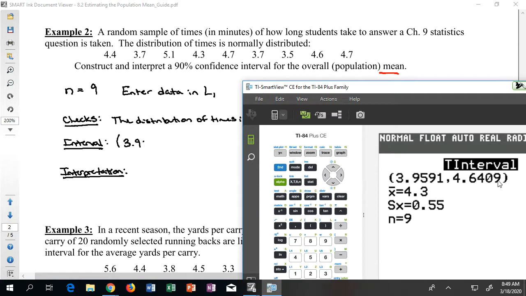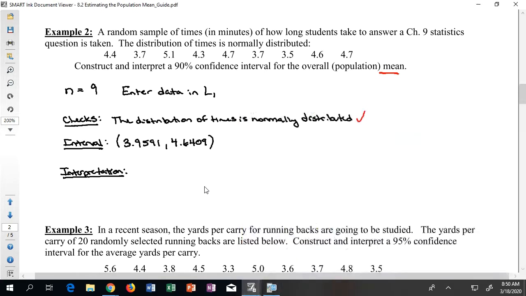It says 3.9591 to 4.6409. Okay, so I should be able to then write my interpretation. Notice though, before I write that, you'll see that the calculator does actually tell me my X bar, which is what should be at the center of my interval, smack dab in between, and it gives me my standard deviation and reconfirms my sample size of 9.